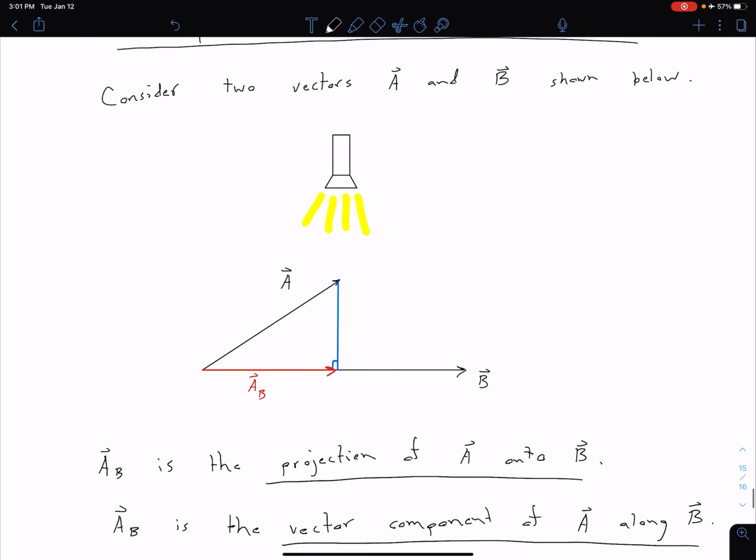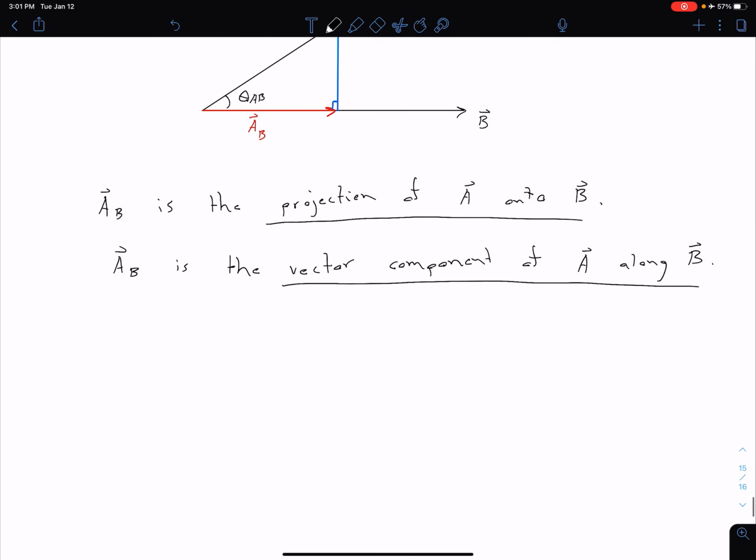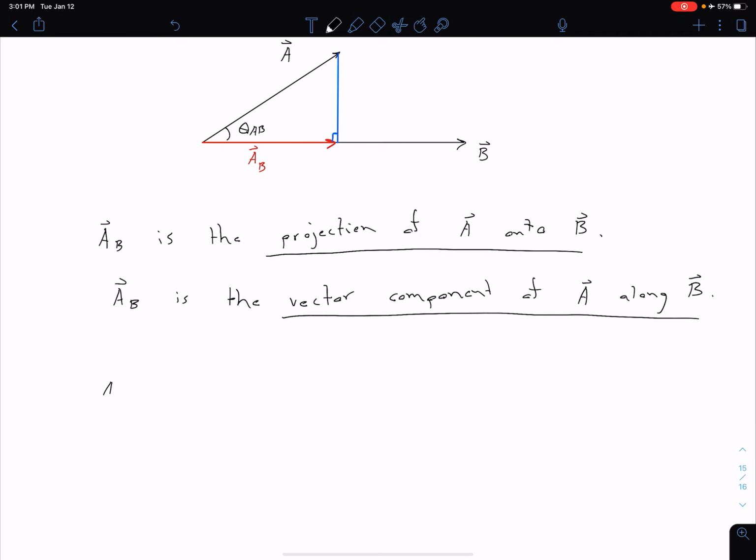Okay, so now we know graphically what we're looking at, but how do we actually define this? Let's define this angle here. This is our theta A sub B. From that, we can use geometry, and we can say that A sub B, being the length of the red line, is equal to A times cosine of that angle theta AB. This is just from geometry.